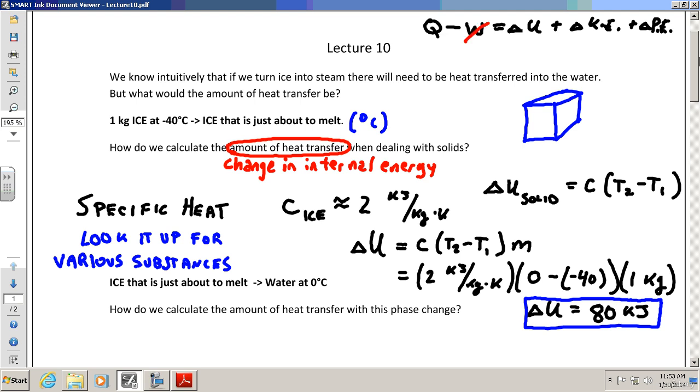There's no work, there's no kinetic, there's no potential. So in all the cases that we have in my example, Q is equal to the change in U. So what's the Q? It's the same as the change in internal energy. Basically, it says, how much heat do I have to transfer into that ice to warm it up from minus 40 degrees Celsius to where it's just ready to melt? The amount of heat for 1 kilogram of ice is going to be 80 kilojoules, because it's its change in internal energy. That's going to be the heat transfer.